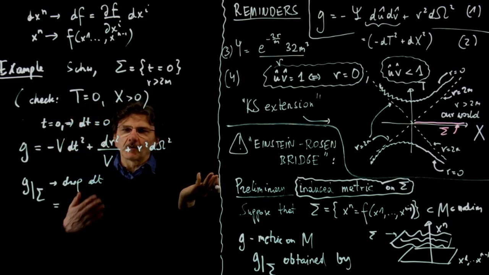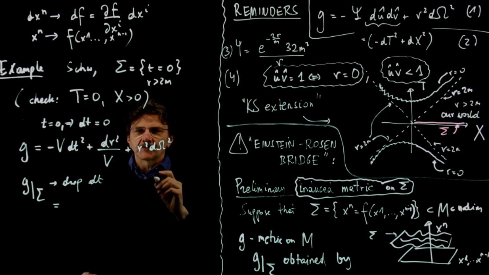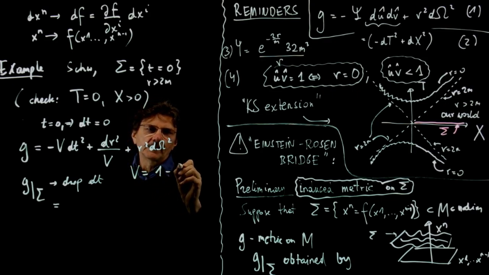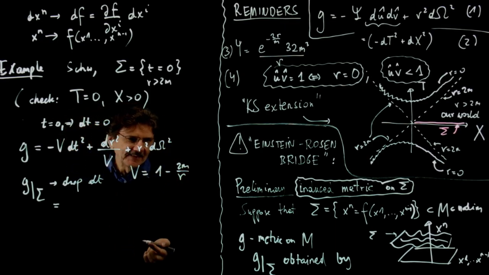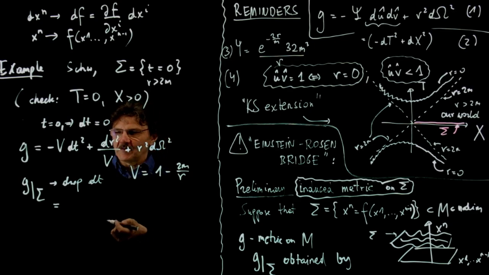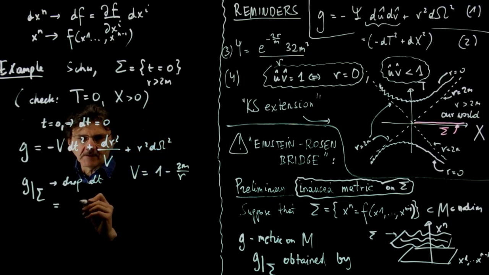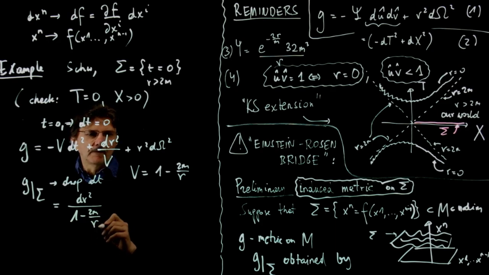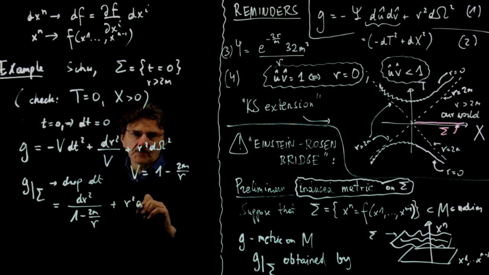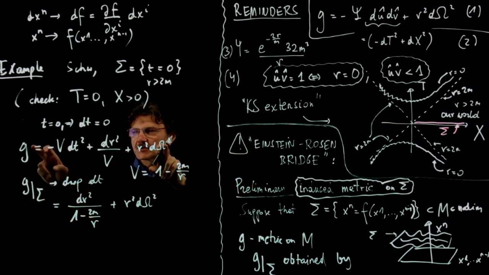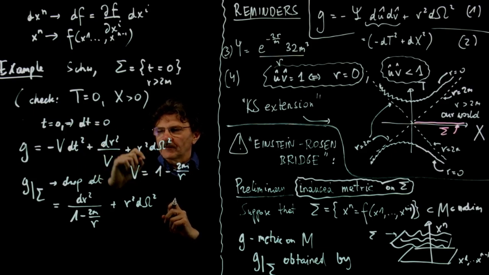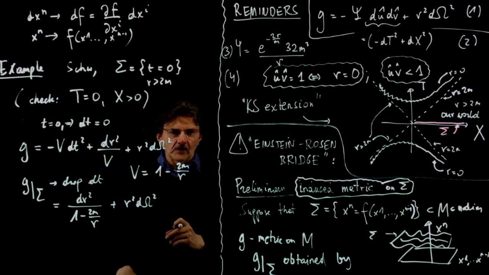And so you set t equals 0 everywhere, but nothing depends upon t in the Schwarzschild metric. So v is 1 minus 2m over r. So whether you set t to 0 or not, it's still the same function. So you're going to get dr squared over 1 minus 2m over r plus r squared d omega squared, okay? So this is the metric induced by the Schwarzschild metric on the slice t equals zero, or in fact on any of the slices t equal constant, okay?